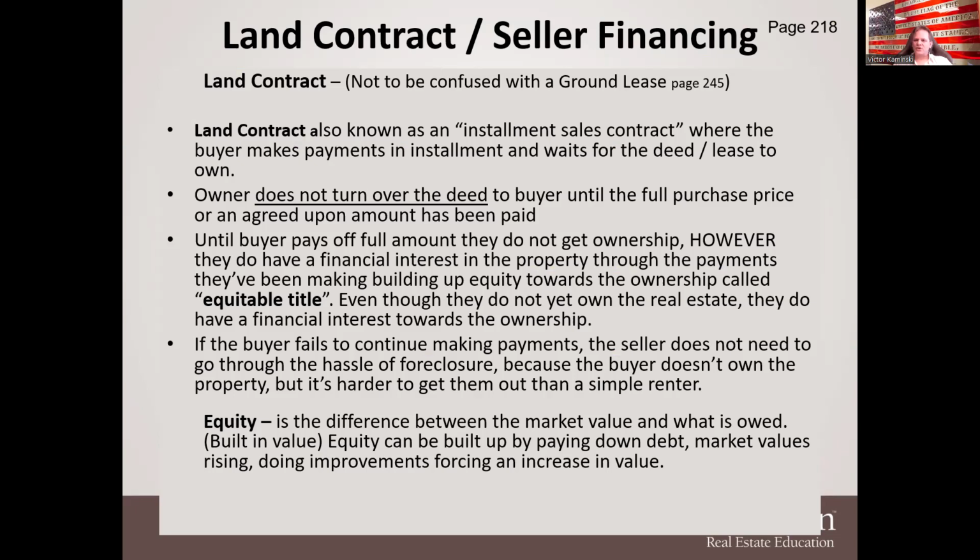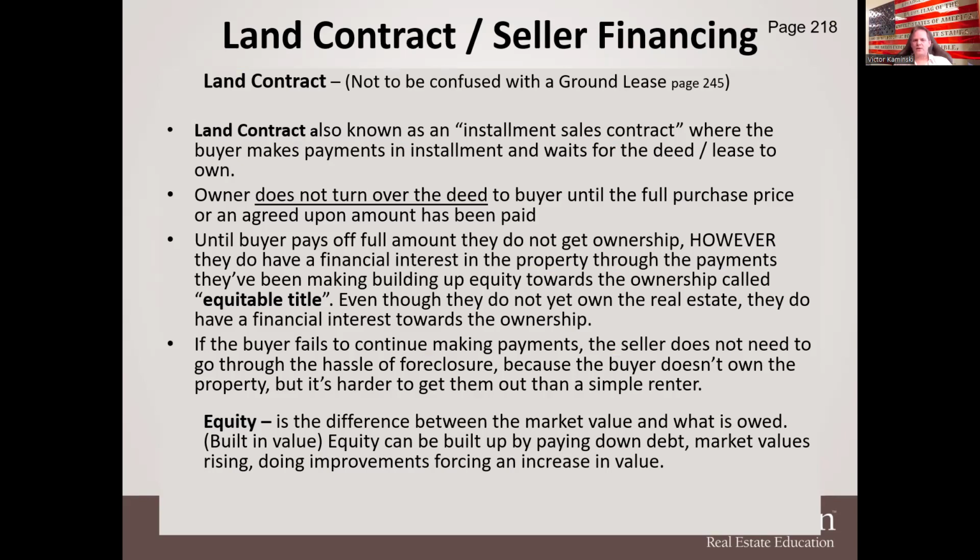But a land contract is a form of seller financing. So the owner does not turn over the deed to the buyer until the buyer has paid off the full amount owed, which could be the full purchase price or some other agreed upon amount. Once they've reached that threshold, then they'll sign over the deed to the buyer. And until the buyer pays off the full amount, they do not get ownership of the property. However, they do have a financial interest in the property because they've been making periodic payments, building up equity towards the ownership. So therefore, they have something called equitable title.